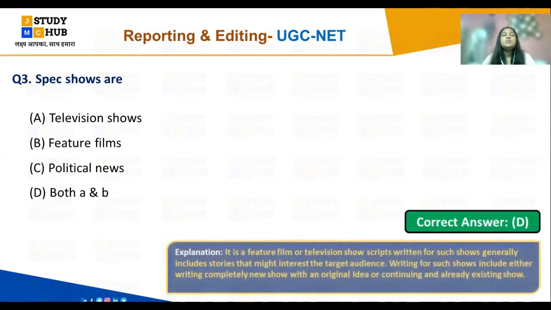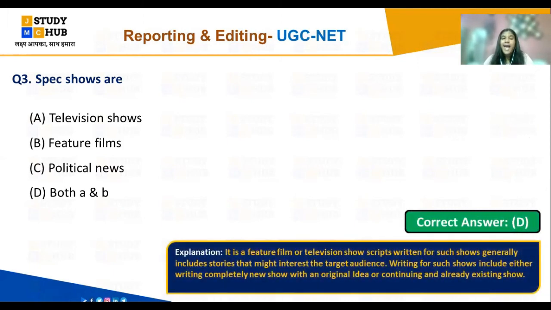Spec shows are those which consist of both television and feature films. It is the feature film or television show scripts written for shows generally include story that might be of interest to the target audience. Writing for such shows might include writing for a completely new show, that is a completely new story, with an original idea, or something of a show that already exists. So option D, both A and B, is your correct answer.